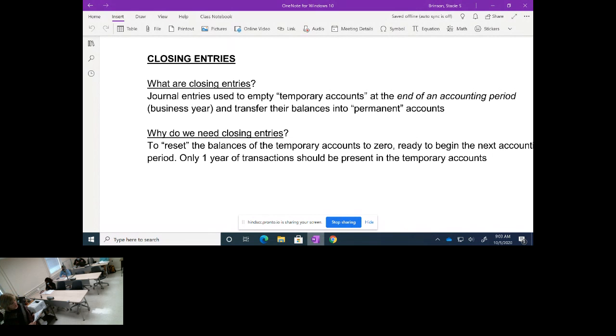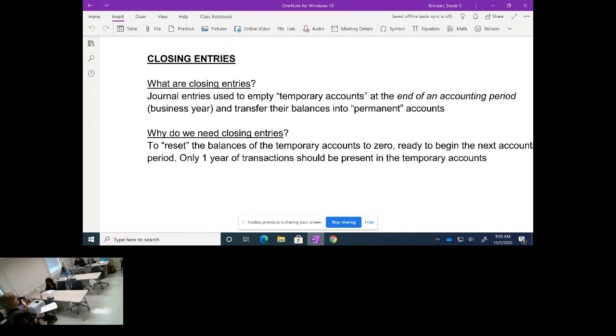Those are entries used to empty accounts that are called temporary accounts, and we'll go over that in a minute, at the end of an accounting period, and transfer their balances into permanent accounts. So why do we do this? Why do we even need closing entries?